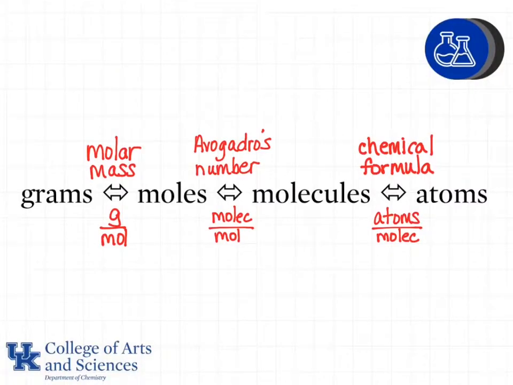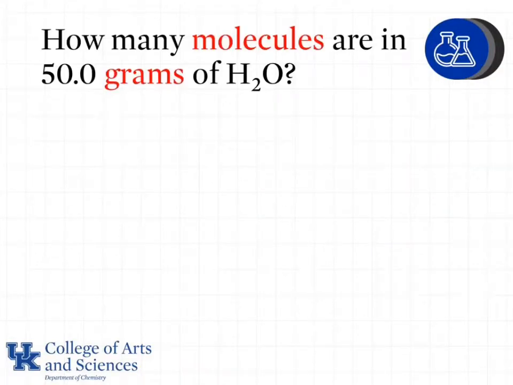Notice that when we start with grams, we first have to use the molar mass to convert to moles, and then we can use Avogadro's number to go from moles to molecules. So in this case, our starting units are grams because that's the number we're given. So we start with 50 grams of water.